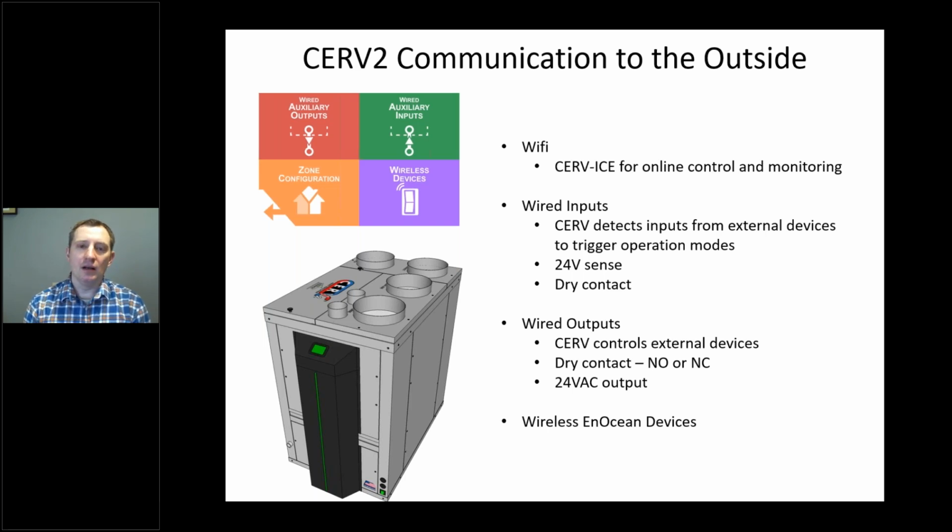For communication to the outside, Wi-Fi is obviously built in, so you have that online control. There are spaces for wired inputs, which is where the CERV would detect a signal from some external device to trigger the CERV to do something. Either a 24-volt signal or a dry contact can be used there. And then wired outputs, this is where the CERV can control something externally. Again, dry, normally open, normally closed contacts, as well as a 24-volt AC output. And then the wireless EnOcean devices are also external to the CERV, which we can both control as well as read signals in.